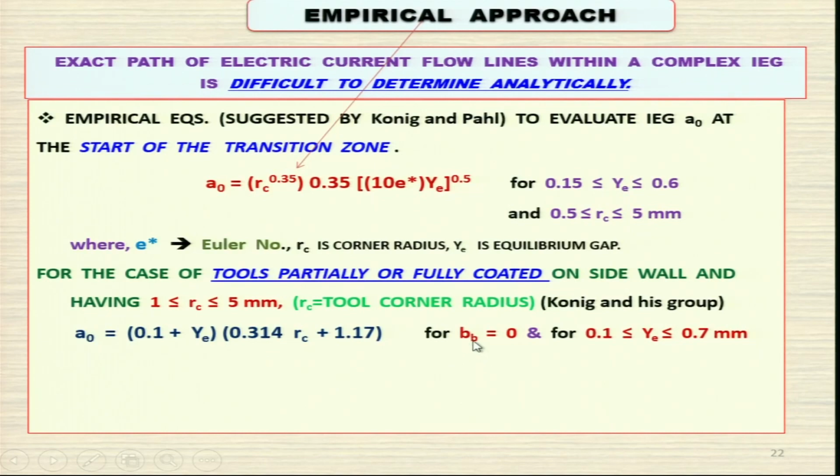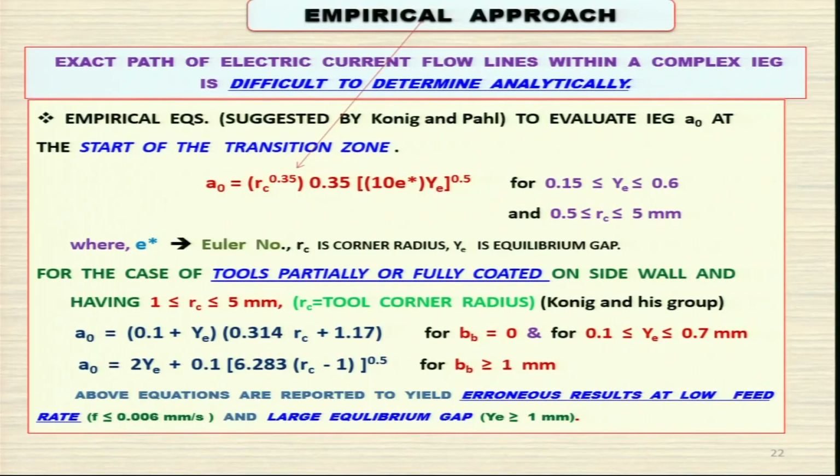Here BB is the bare bit length, it is 0, and for YE equilibrium gap greater than or equal to 0.1 millimeter, less than or equal to 0.7 millimeter. A0 2 by E plus 0.1 6.283 into RC minus 1 whole raised to power 0.5. This is for BB, bare bit length greater than or equal to 1 millimeter. So, the constants depend upon what is the bare bit length of the tool, and I have already shown to you what is the bare bit length of the tool, and in case of bit type of the tool, whatever is the size of the bit, that is the bare bit length, because rest of the tool is made of electrically non-conducting material, that is perspex or some other material.